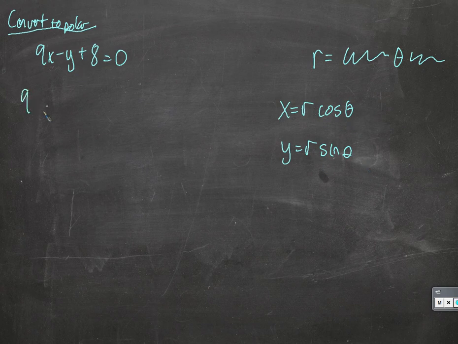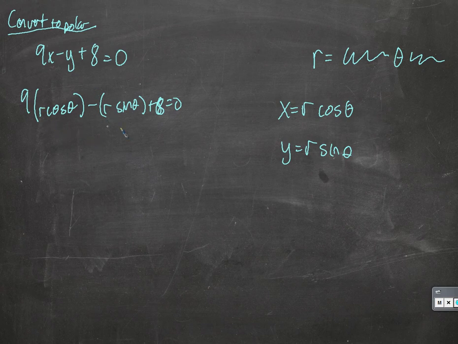And so if we replace, this would be r cosine theta minus r sine theta plus 8 equals 0. We now have a polar function, right? There's a relationship between theta and r, and it exactly mirrors the relationship between x and y here. It would create the same graph, is what I'm saying. So now we'll just solve for r, right?